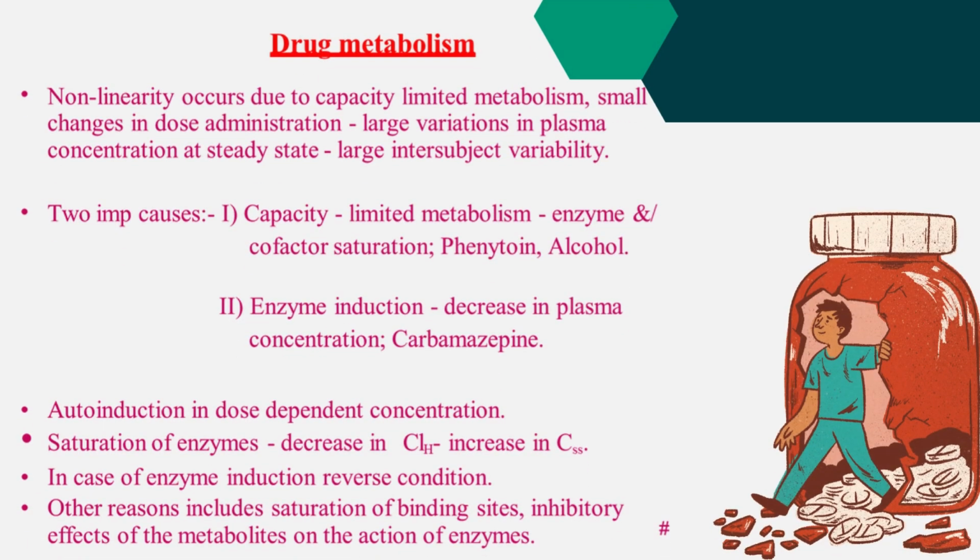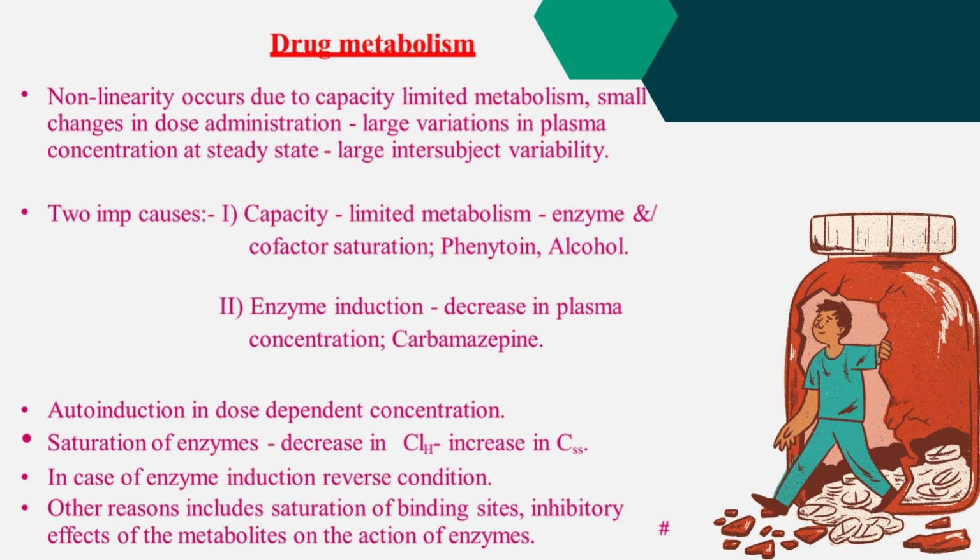Third one is drug metabolism. Non-linearity occurs due to capacity-limited metabolism: small changes in dose administration cause large variations in plasma concentration at steady state, and large intersubject variability. Two important causes: 1. Capacity-limited metabolism, enzyme and cofactor saturation, for example phenytoin, alcohol. 2. Enzyme induction, decrease in plasma concentration, for example carbamazepine, autoinduction. In dose-dependent saturation of enzymes, there is decrease in CLH and increase in Css. In case of enzyme induction, the reverse condition.